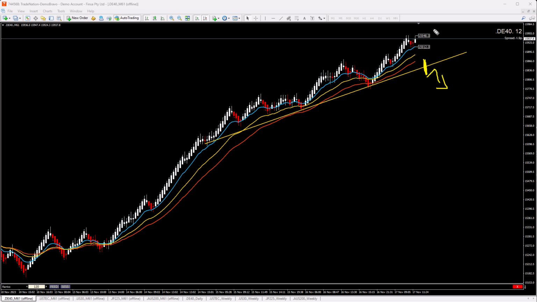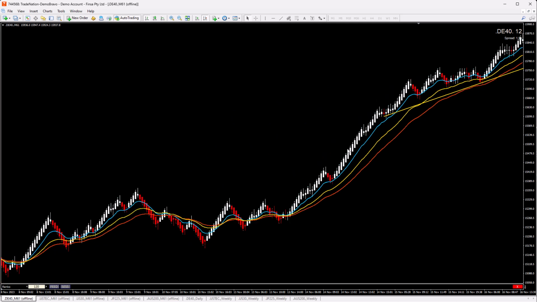Until then, I would really focus only to buy, because this move is very, very strong, and indices, if they start to move up, they can really go.